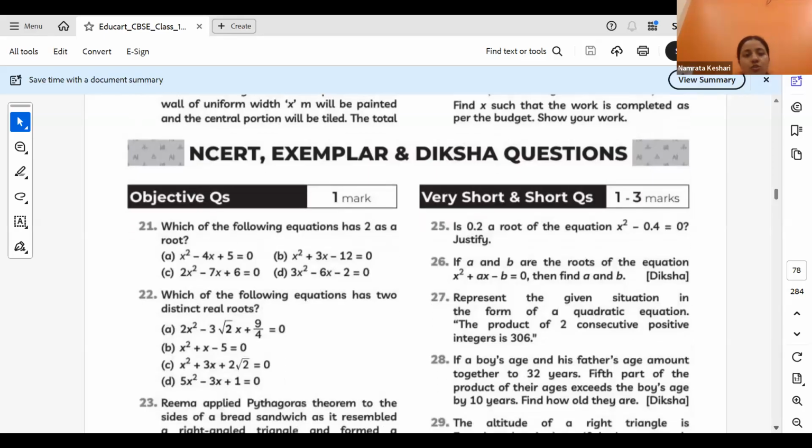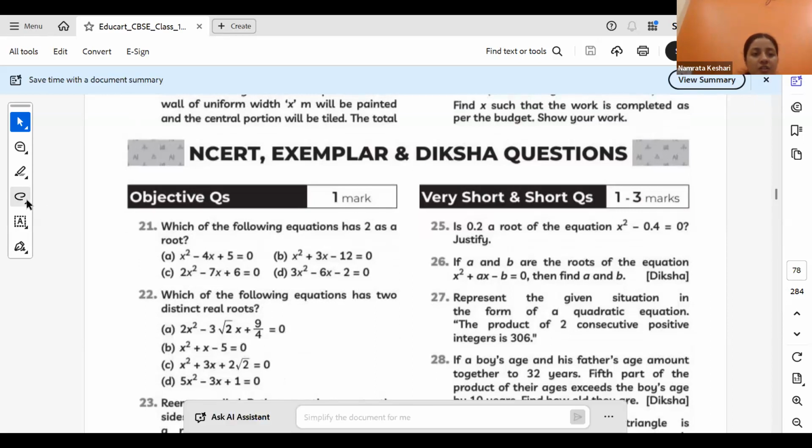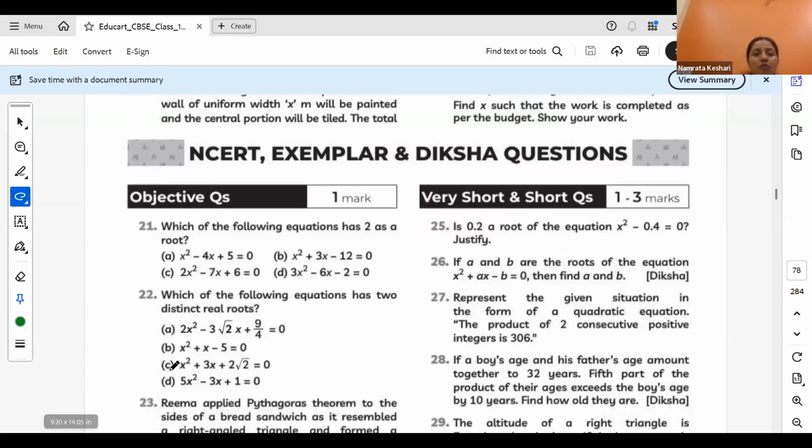Let's do question number... Actually, the question is asking for something else, but since I'm telling you that we need to discuss first the method of factorization for solving quadratic equation, we can take this particular equation, this one: 3x square minus 6x minus 2 is equals to 0.